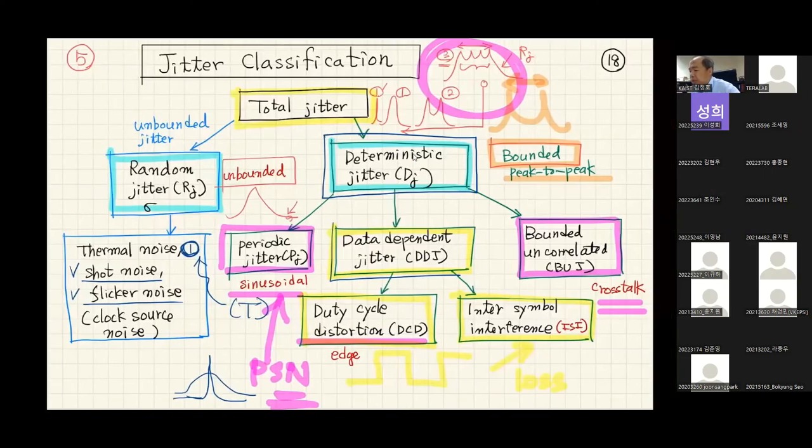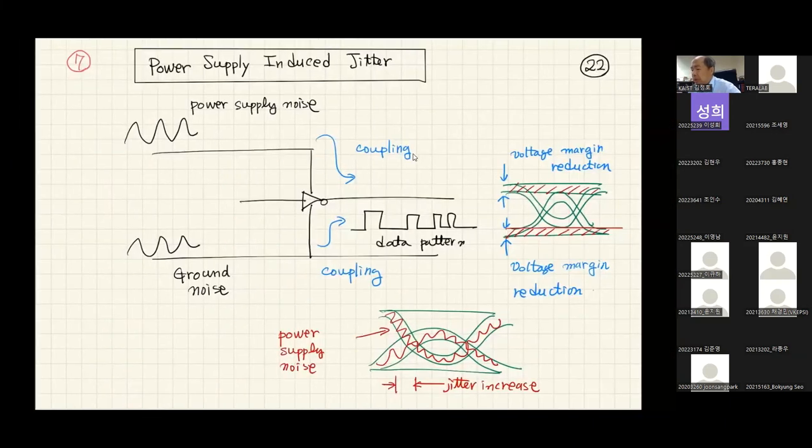I would like to talk a little bit about power supply induced jitter. Over the next 2 weeks, we are going to come back to this slide, probably for at least 2 to 3 class hours, to talk about power supply noise.